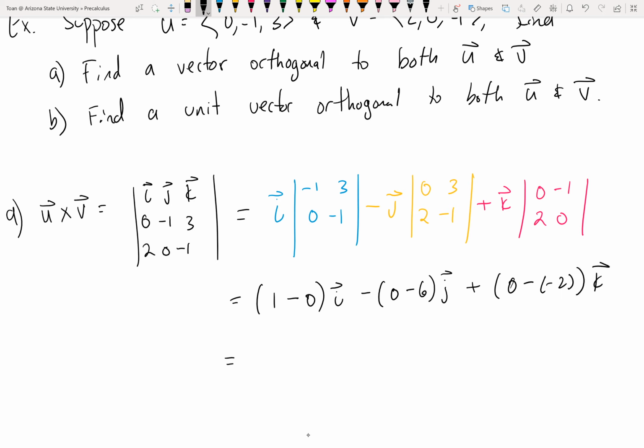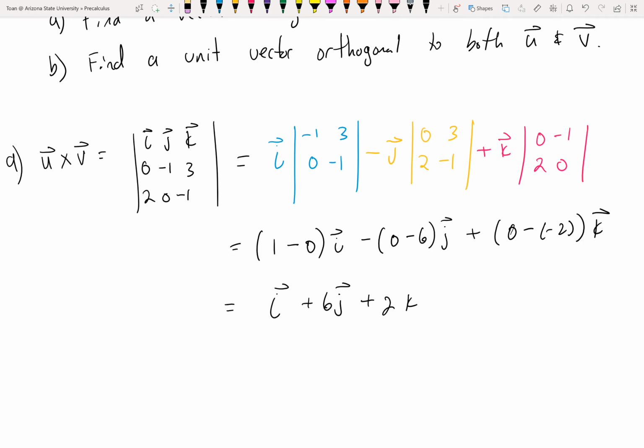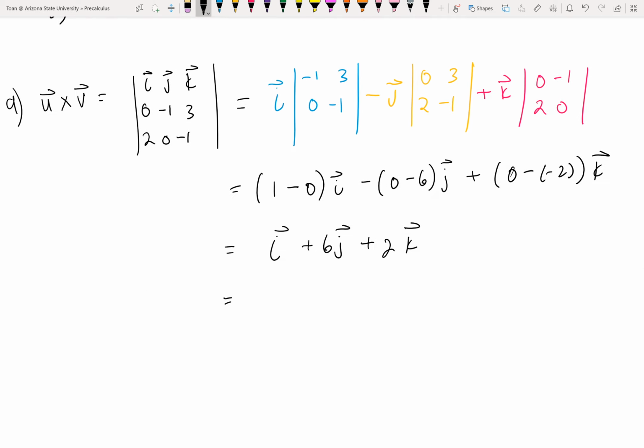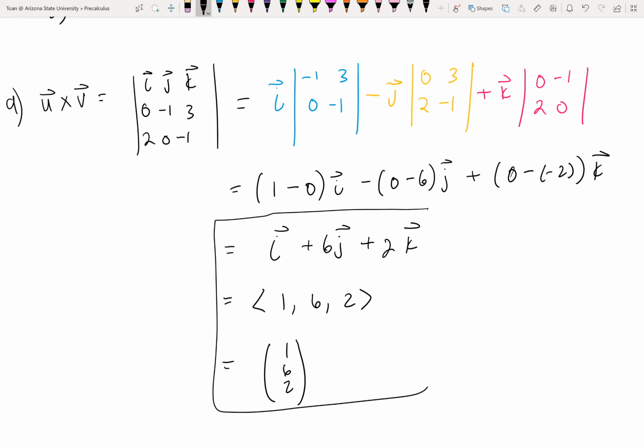So when you simplify everything, you end up with i. This right here becomes a +6, so that's plus 6j. And then this guy right here is a +2, plus 2k. So, I suppose, technically, if you're doing it this way, you could leave your answer in the ijk notation. But remember, this is the same thing as 1, 6, 2, or if you feel so inclined, get fancy, use the stacked vector notation. All of those are equivalent. So that's easy peasy, right?